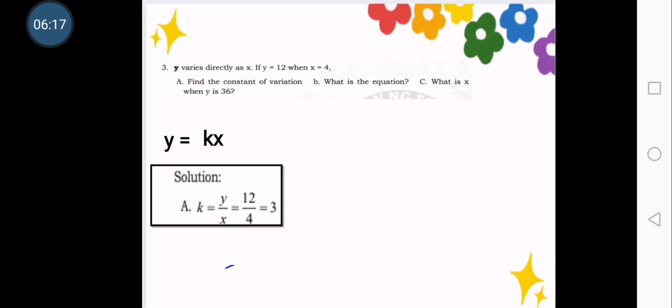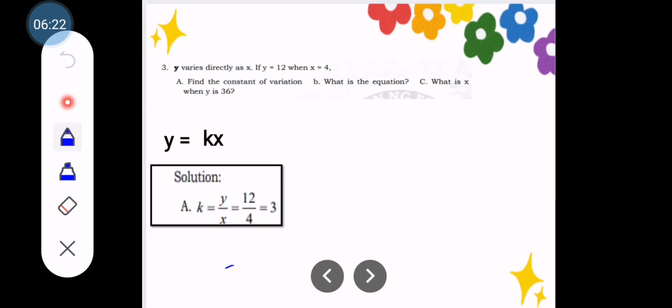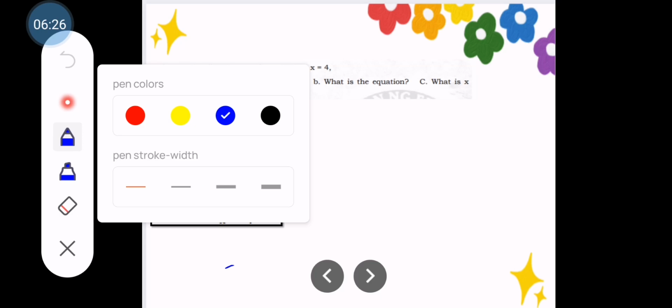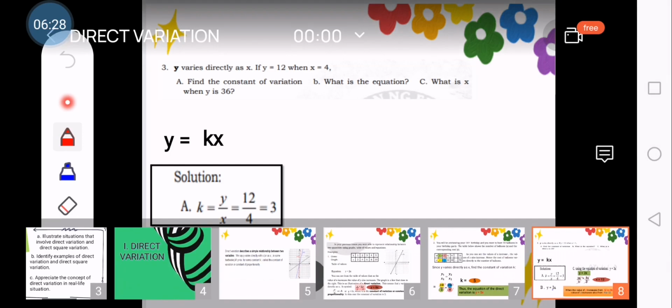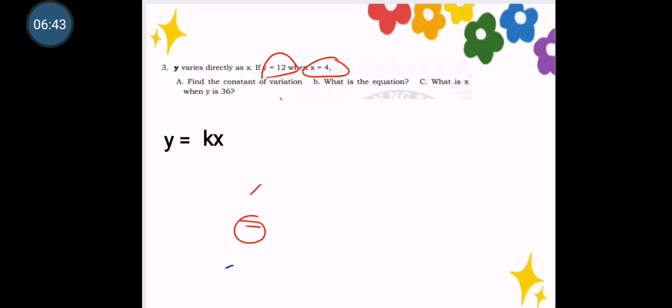Ang y natin is 12. Saan natin nakuha yung 12? So, ang 12 po ay, ayun. So, y is 12. Ayan. And then, when x is 4, so, ayan po siya. So, substitute lang natin. So, 12 divided by 4.